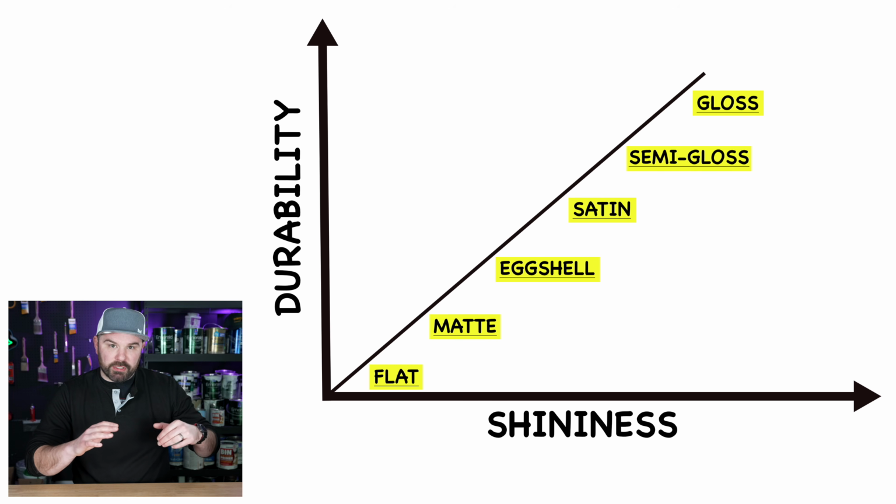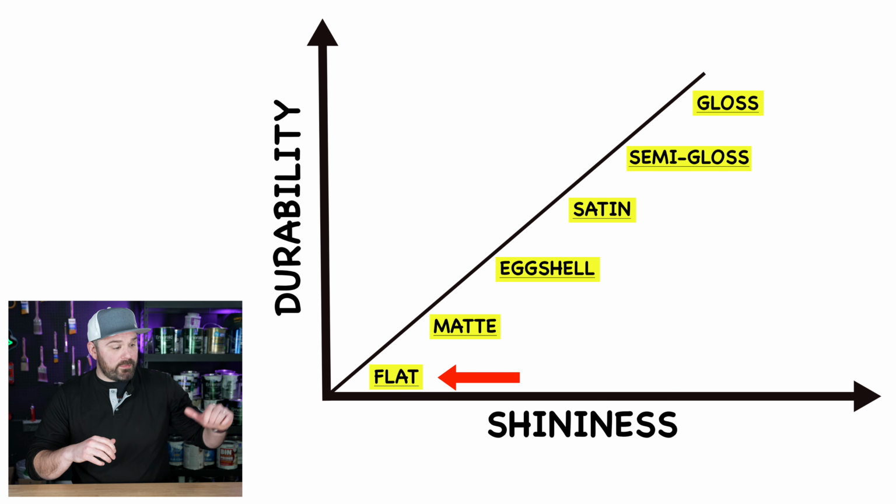Really what it's about is finding the correct sheen for the surface and making sure that surface has the level of durability required in your home. All right, so I'm just gonna do a speed run through this chart and talk about which sheens typically go on which surfaces in your house, and then I'll get to my specific room by room recommendations.